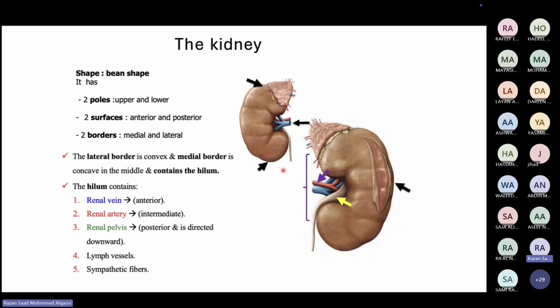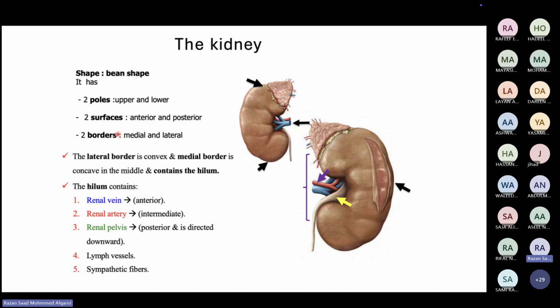Let's talk more about the kidney shape. It's a bean-like shape that has two poles, upper pole and lower pole, and two surfaces: the anterior surface, which is this picture, and the posterior surface, which is in here. As you can see, the ureter is the most posterior structure that is going to enter the hilum. That's why we can differentiate the anterior from the posterior. We're going to elaborate on that more.